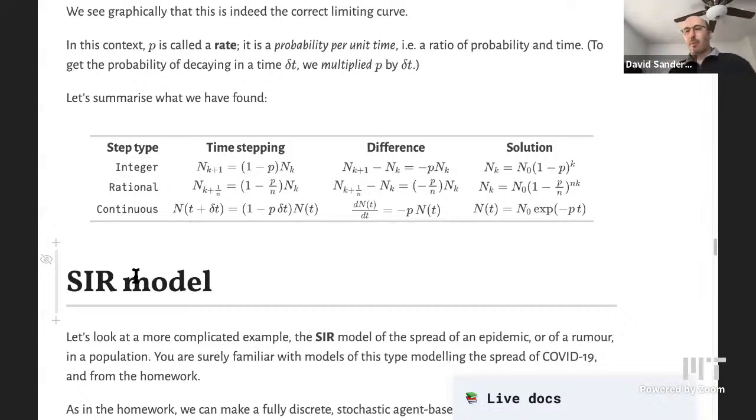I'm wondering, what is the probability that an MIT course was infected with the SIR model? I think it's 20%. That's an interesting question, yeah.